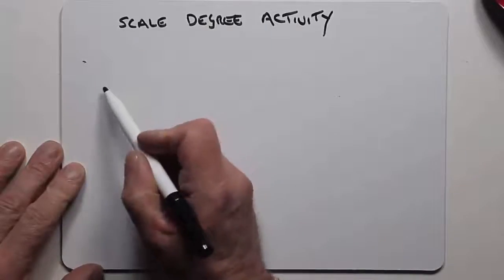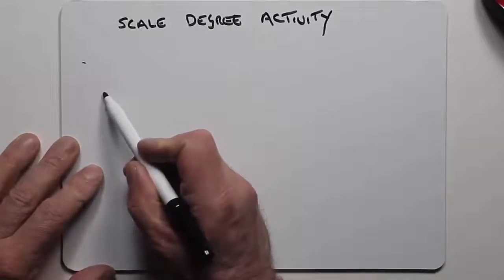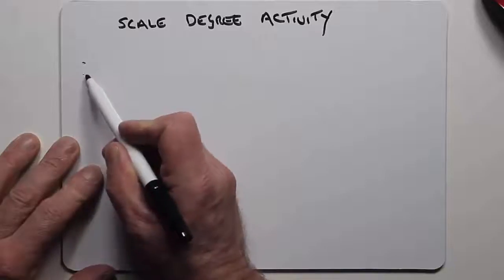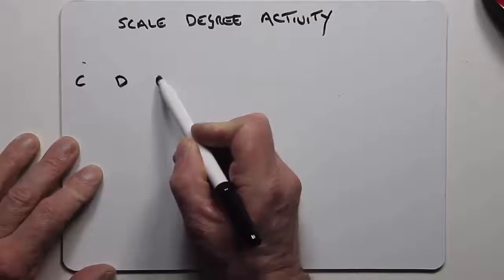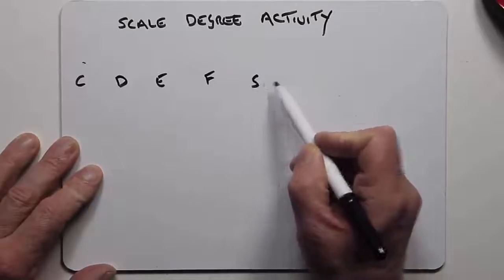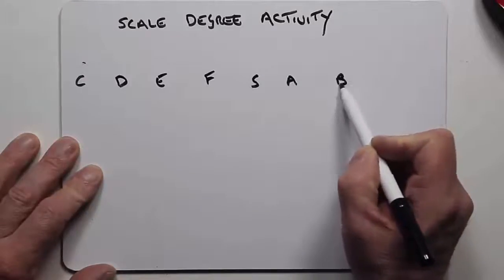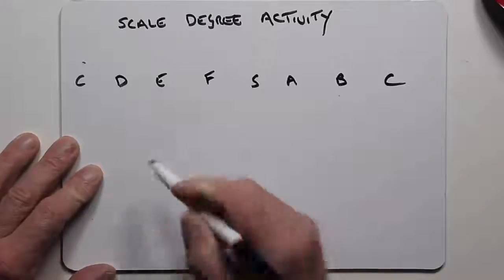So first thing we do, we're going to look at major scales first. So I'll write down a major scale. I'm going to try and get all this in. So I'm going to write it down like C, D, E, F, G, A, B, C.